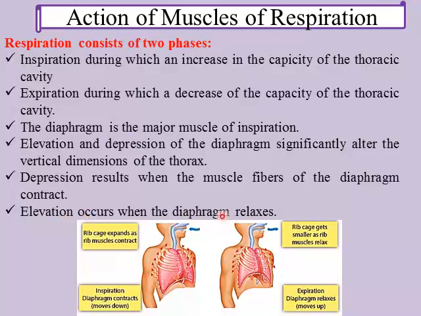Elevation of the diaphragm occurs when the diaphragm relaxes, moves up to push the thoracic cavity, and at this time the air comes out. So elevation and depression of the diaphragm change the vertical diameter of the thorax.